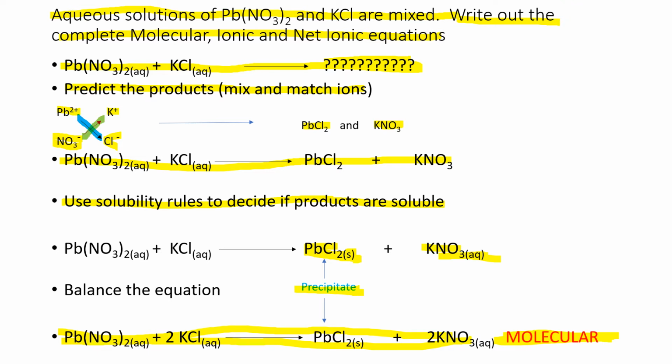Let's quickly go through the steps again. First, predict the products. Mix and match the ions. You are not worried about balancing an equation at this stage. You first have to just get the correct formula of the products. Once you have that, you're going to use solubility rules to decide if those products are soluble. Then lastly, you're going to balance that equation.